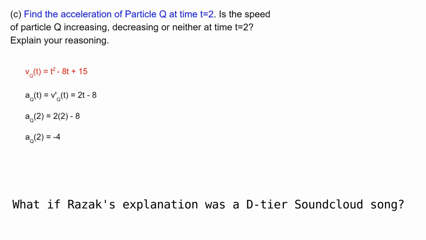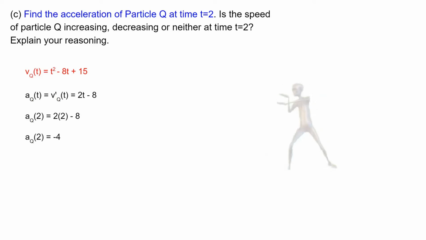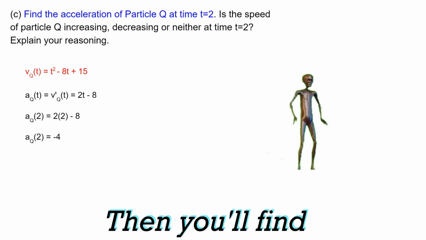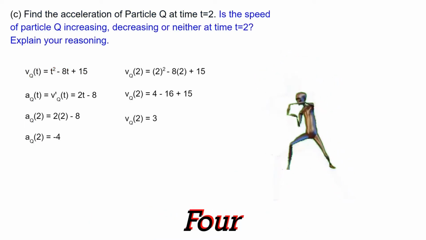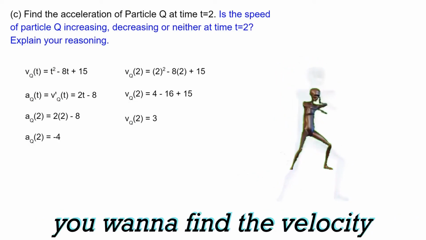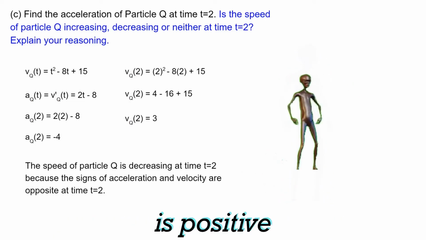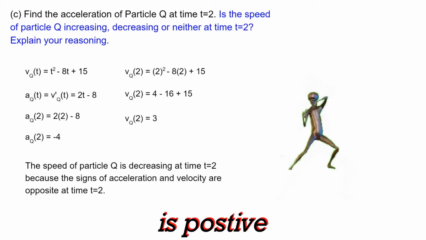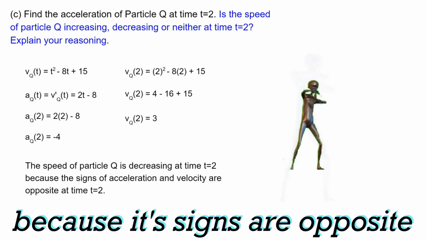So for the first part of this question, you're already given the velocity equation, and all you have to do is find the derivative of the velocity to find the acceleration, which is 2t minus 8. You then want to, because we're finding the acceleration at time t equals 2, plug in the 2, and you'll find that your acceleration at time t equals 2 is negative 4. For the second part of this question, you want to find the sign of the velocity, which is positive, and this tells you that because the acceleration is negative and the velocity is positive, the speed of particle q is decreasing at time t equals 2 because its signs are opposite.